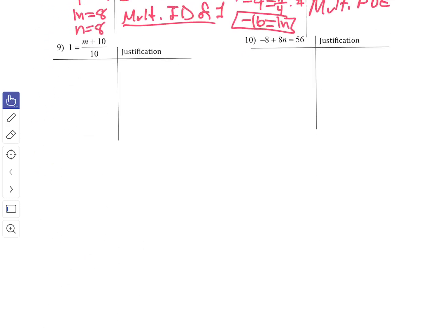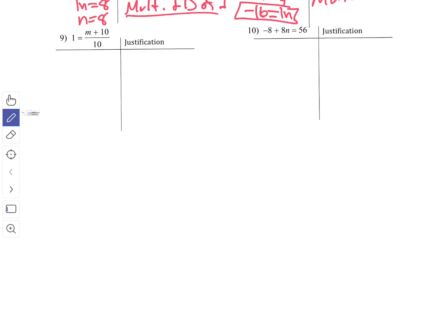All right, last 2 on this page. So again, we've got that whole fraction thing going on. So what we want to do is we want to times by 10 first, using that multiplication property of equality, which is 10 over 10. Now, you see a lot of teachers do this. They'll cancel it out.